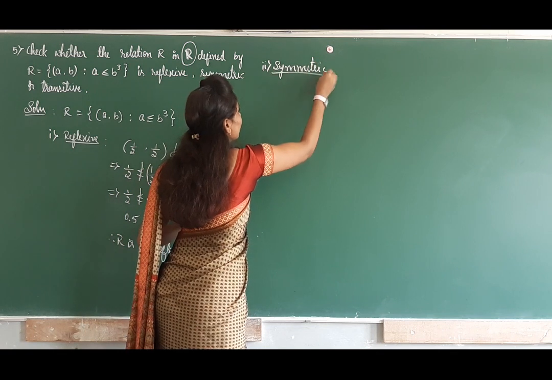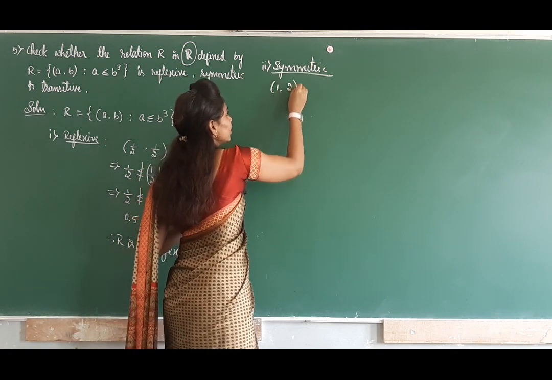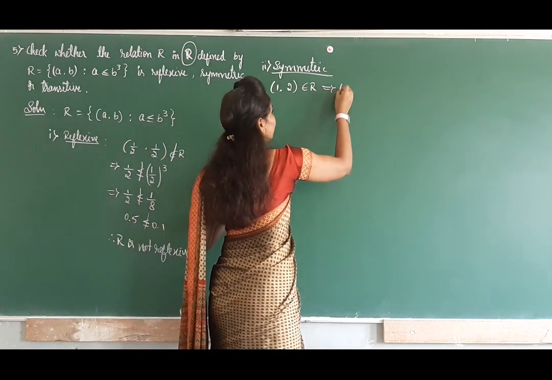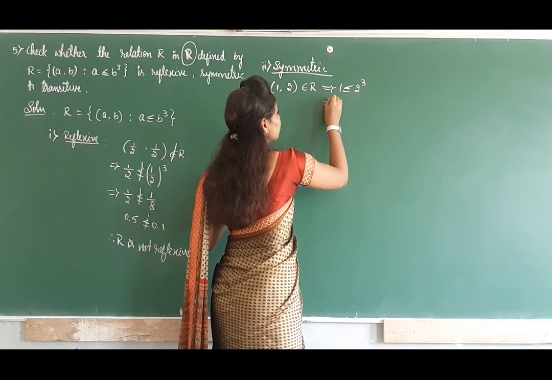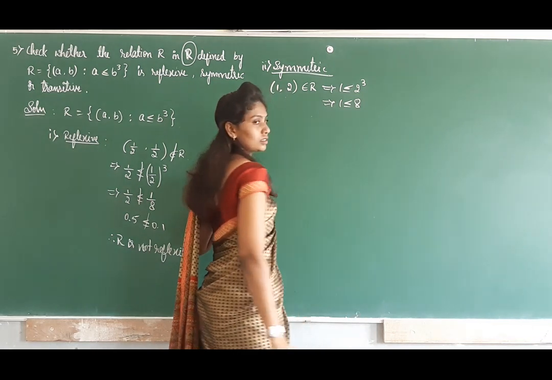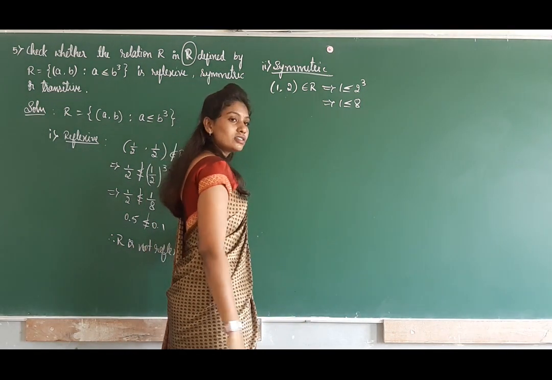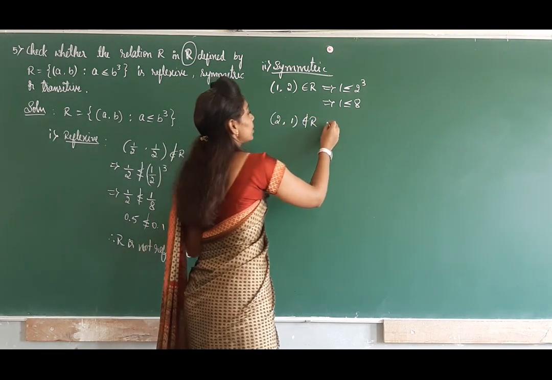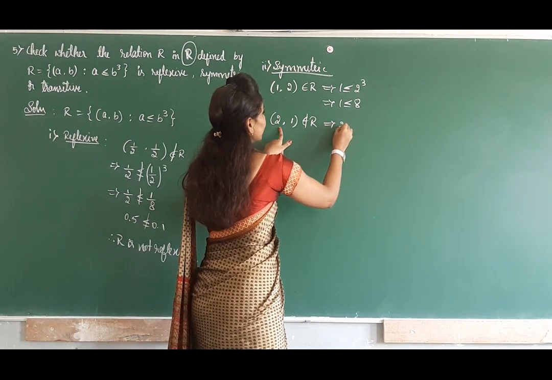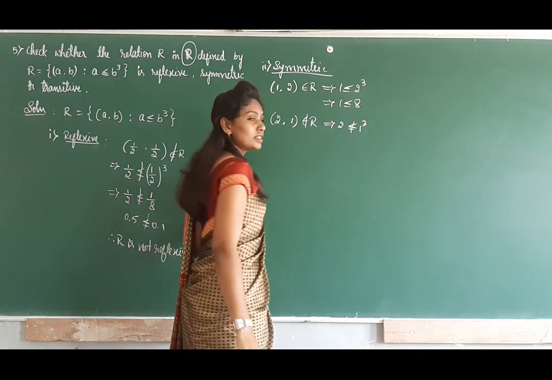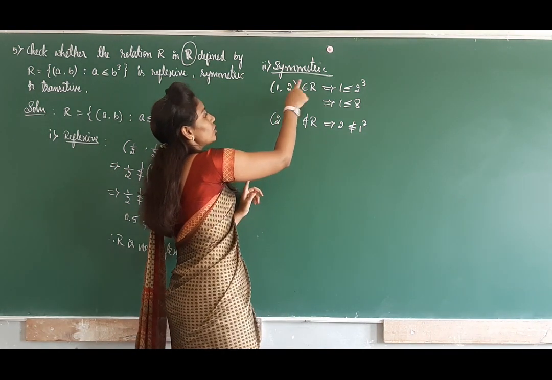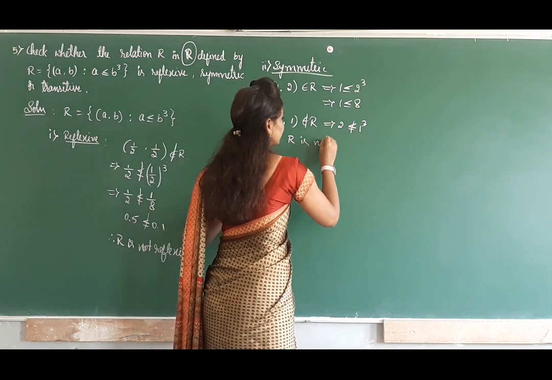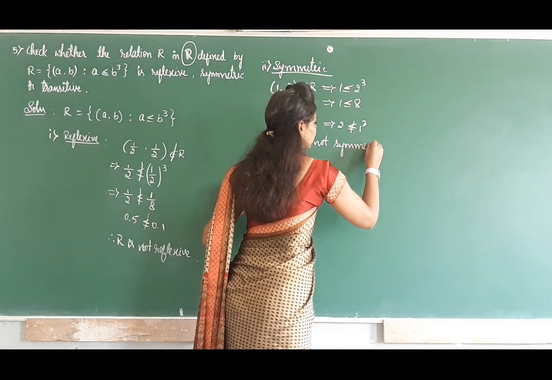For symmetric, I am taking the ordered pair (1, 2) belonging to R, satisfying the condition a is less than or equal to b cubed. This implies 1 is less than or equal to 2 cubed. That means 1 is less than or equal to 8. Okay, this is good. Its reverse should also belong to R. You have to check that. The ordered pair (2, 1) does not belong to R obviously, because 2 is not less than or equal to 1 cubed. (1, 2) belongs to R, we proved (2, 1) does not belong to R. Therefore, R is not symmetric.